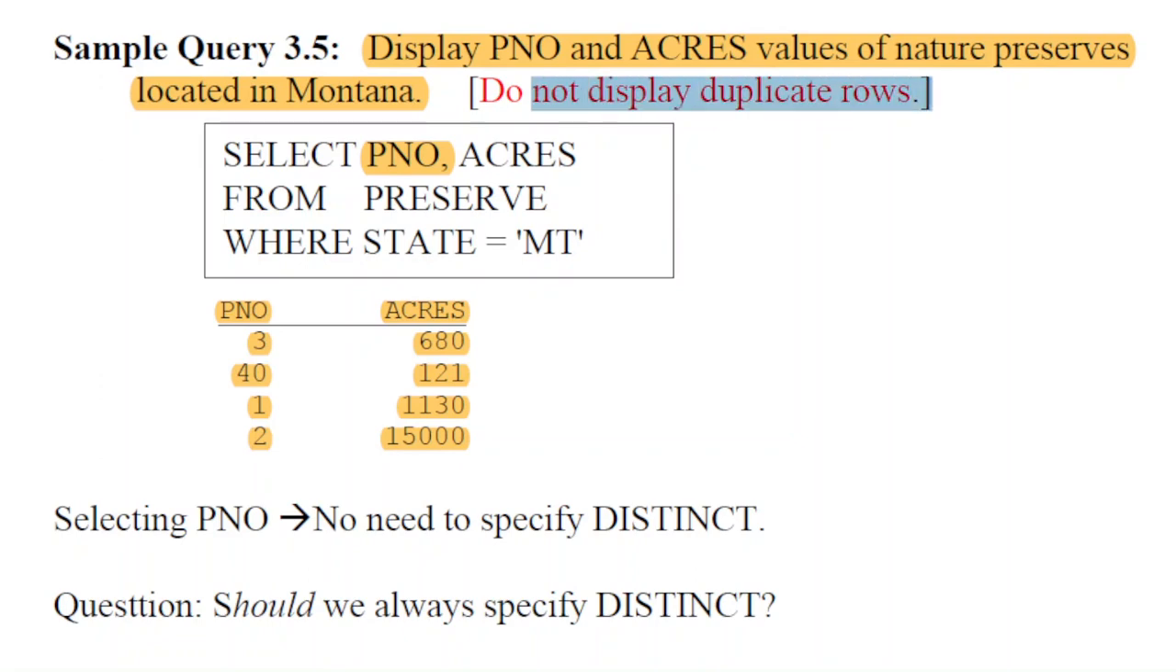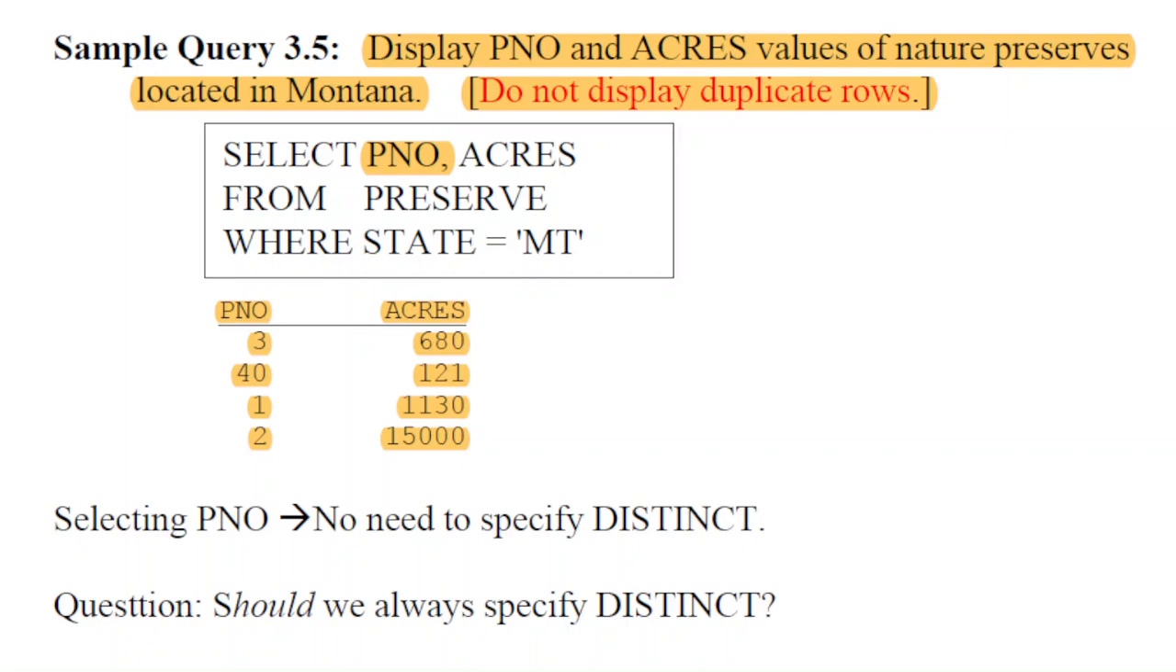There's no need to specify do not display duplicate rows. This statement as part of the query objective would not be wrong, but it would be redundant, and it might be written by a business user who is unaware of the fact that P&O values are unique.